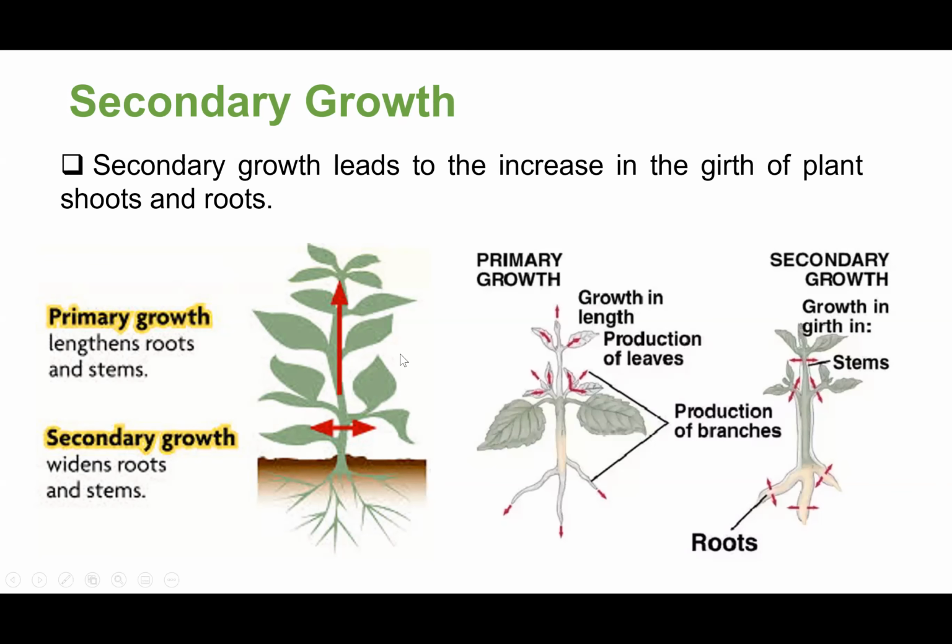Okay, so when we talk about primary growth, it is mainly growth in terms of length, production of leaves, production of branches. All of these happen in primary growth. As you can see, these arrows show how it is growing in length, how the leaves are growing, how the roots are growing. All this happens in primary growth. Whereas in secondary growth, there is increase in the width of the stems and roots. Okay. So this is the main difference between primary growth and secondary growth. Both of them are very important for plant growth.